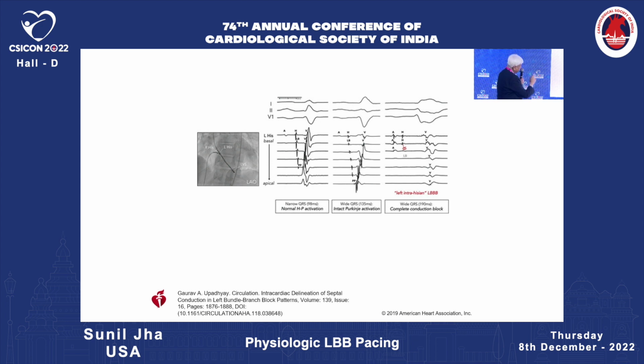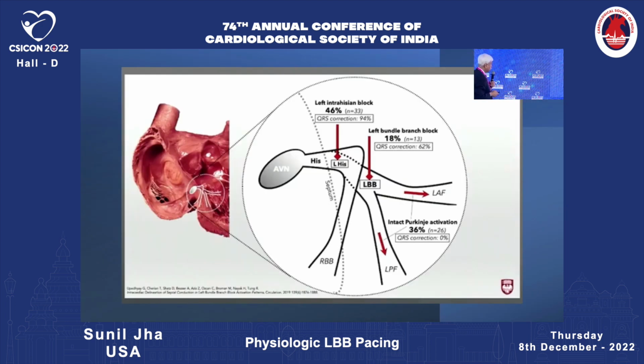But when the PVC is very wide, so what happened here? There is A, H, but there is no left bundle potential. So it was not left bundle branch block. Most of the left bundle branch block, we look at this EKG, the block is in the His, it's intra-Hisian. Okay, the block is intra-Hisian. So complete conduction block, but look, the block is between the His and the left bundle potential, not in the left bundle branch itself. So this was the great thought.